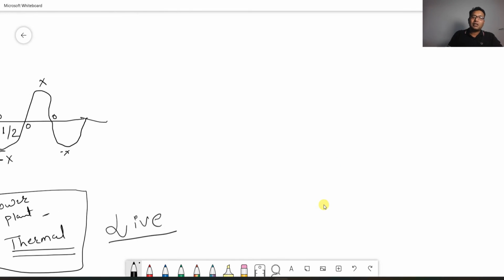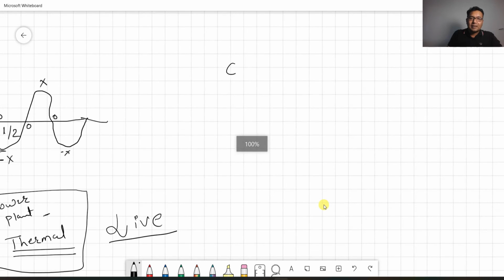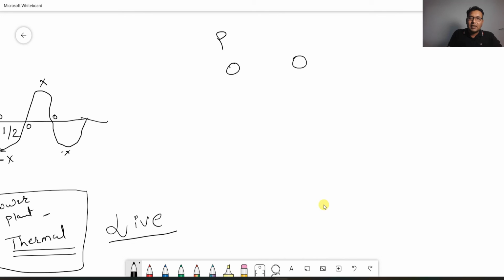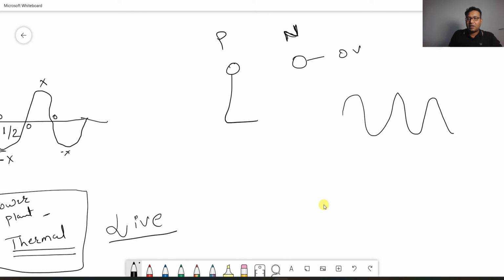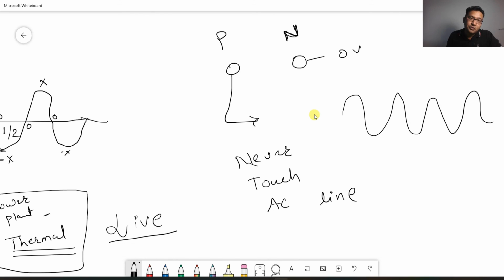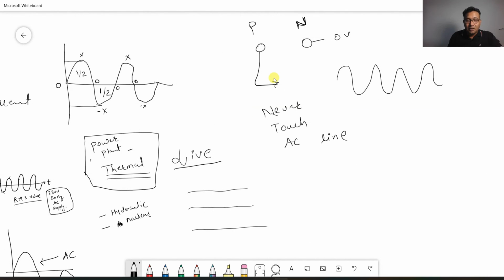Another terminology I would like to tell you is that the 2 points in AC supply are also called phase and neutral. The neutral is, as the name says, neutral. This is always 0 volt, and the phase is having that alternating nature. It's positive, negative, alternating. And always remember that never ever touch the AC line. It is highly hazardous and it may cause severe injury to our body, because whenever we touch it, it will try to flow some energy through us.